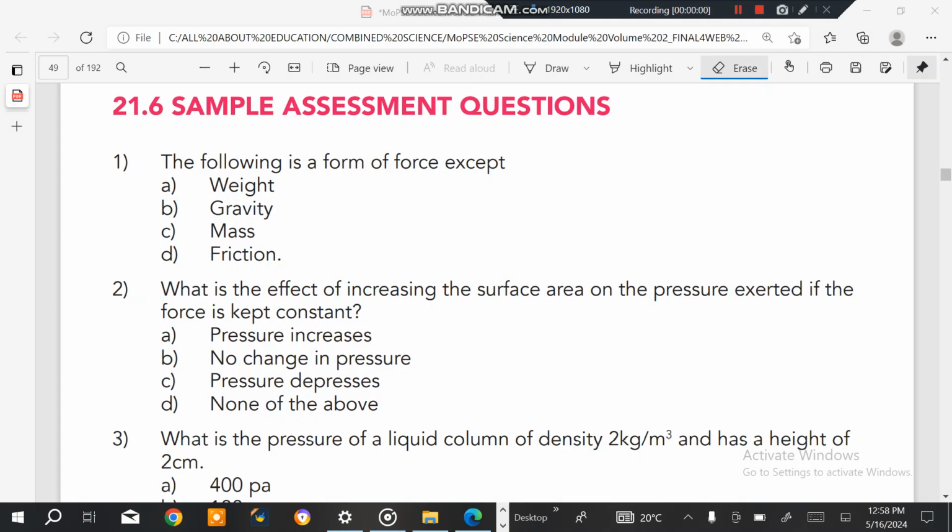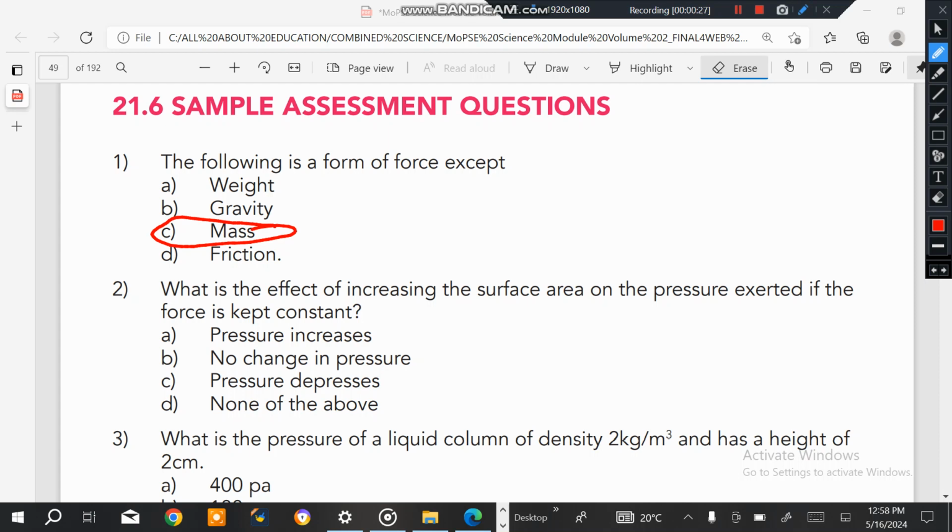All right, and here we have paper 1 questions on what we call pressure. The first question says the following is a form of force except: weight, gravity, mass, motion. So except mass. Mass is not a type of force. But all other options are types or forms of force.